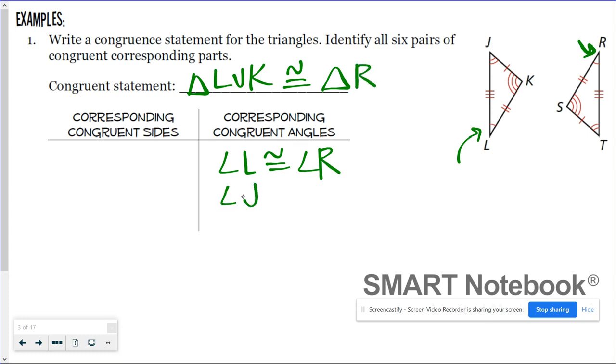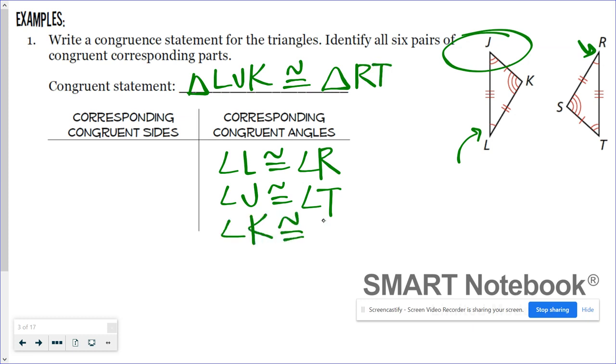Next, I have angle J. In my diagram, I notice that angle J has that double arc mark. Angle T has the same markings, so that will come next. And lastly, we have K. K has the triple arc marks, so does angle S. So the order matters. You can name that first triangle any way you like. The second triangle must follow that order you've established.